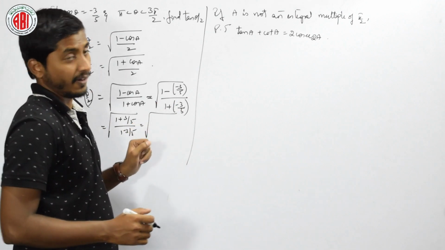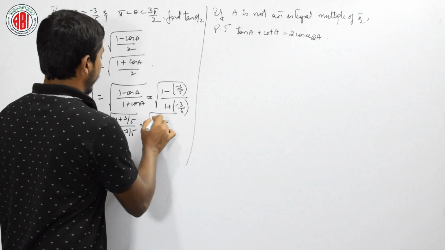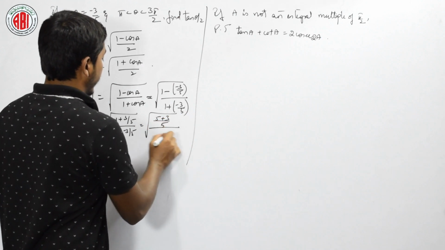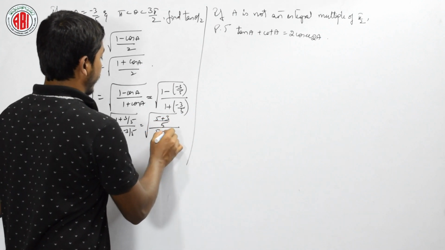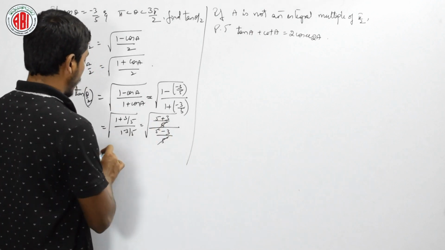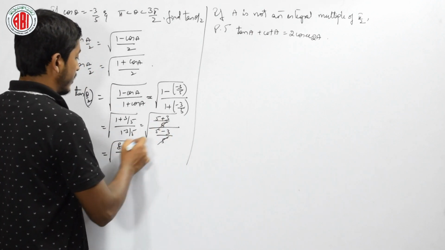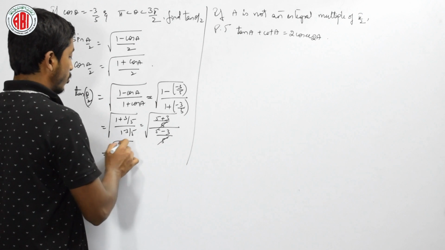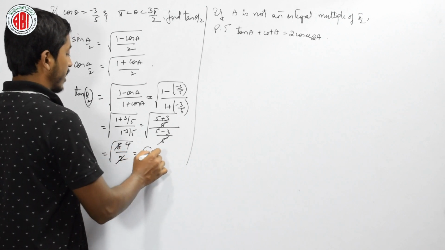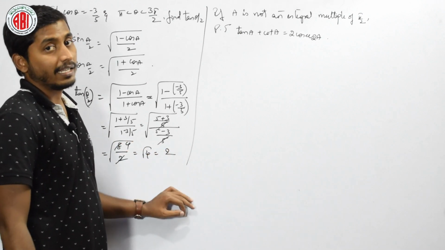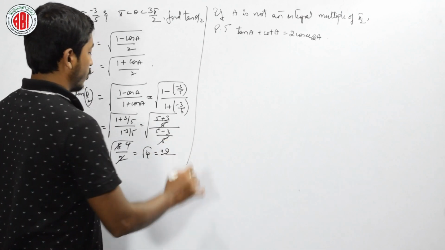Numerator's LCM is 5, then it will become 5 plus 3. Denominator's LCM is also 5, it will become 5 minus 3. The 5s get cancelled. 5 plus 3 is 8, 5 minus 3 is 2, 2 fours are 8, root 4 is nothing but 2. Actually it is plus or minus 2.